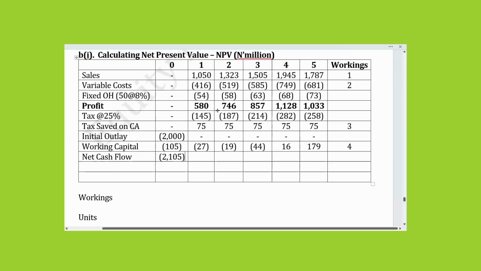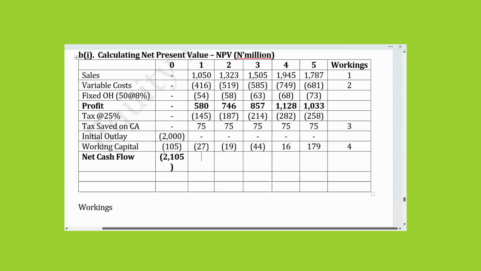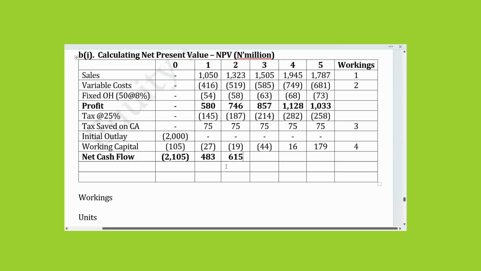Yes. What's the working? You are taking it from profit. Profit minus the rest. So what do you have for each year? Let's be fast. Year 1: 483. Next one, 615. Year 3: 674.